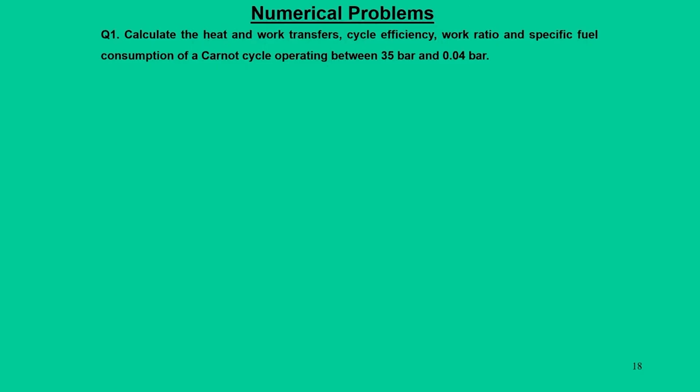With this background, now we are going to solve a numerical problem. Whatever we have understood in this lecture, let us see how to quantify it in a thermodynamic cycle. The problem posed is that a power plant operates with an upper pressure of 35 bar in the boiler and a lower condenser pressure of 0.04 bar, and it operates in a Carnot cycle. We need to find the work, heat transfer, cycle efficiency, work ratio and so on.